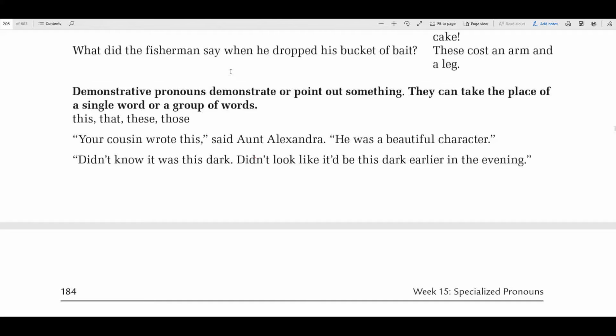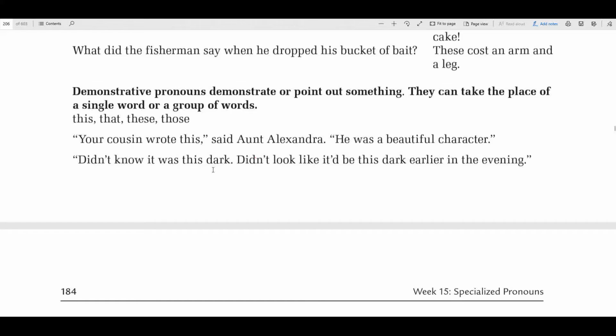All right, so "Your cousin wrote this," said Aunt Alexandra. "He was a beautiful character." Okay, so this in this sentence takes the place of, I guess, this. I'm just guessing. Okay, this whole thing here. "Didn't know it was this dark. Didn't look like it'd be this dark earlier in the evening."